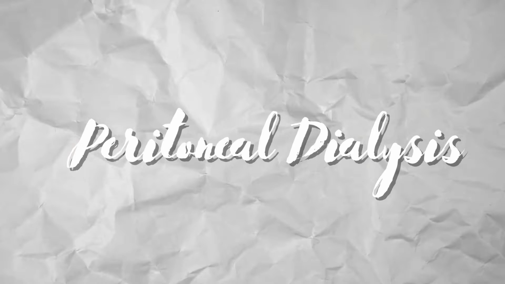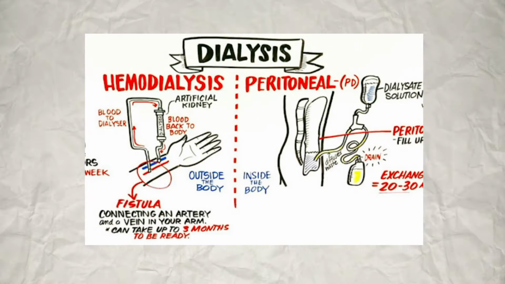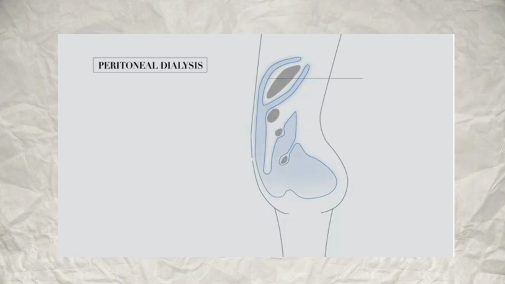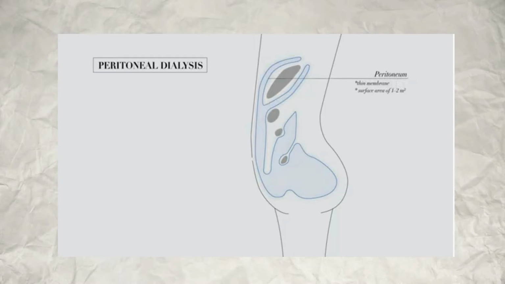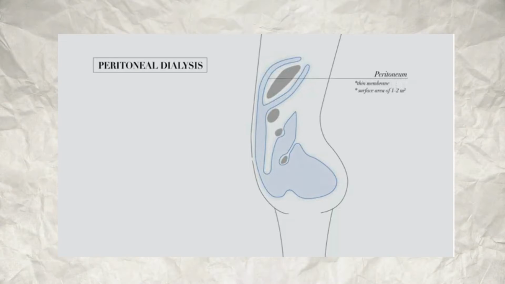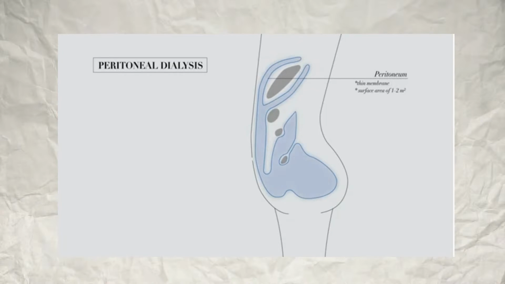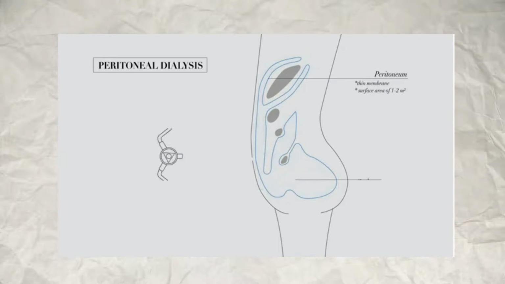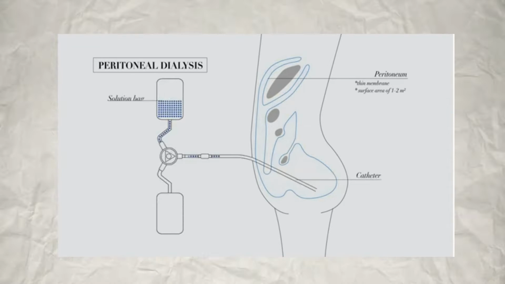Number 2, peritoneal dialysis: your blood is cleaned inside your body. A special fluid is put into your abdomen to absorb waste from the blood that passes through small vessels in your abdominal cavity. The fluid is then drained away. This is done either at a dialysis facility or at home.